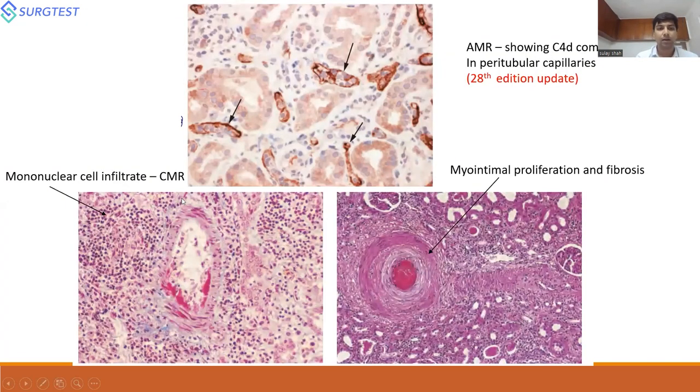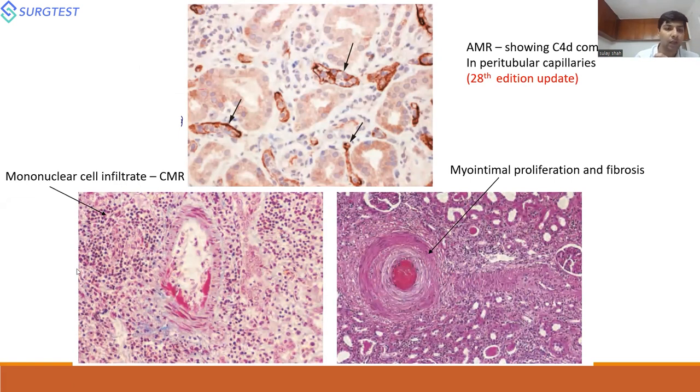These are direct diagrams taken from Bailey, in this edition and the old edition. Both editions have had this. This and this, both of these are acute reaction. This is acute cell mediated, this is acute antibody mediated. Acute cell mediated basically means that CD4 cells have cross-reacted, leading to rejection reaction.